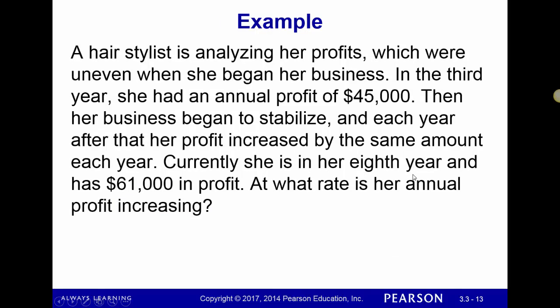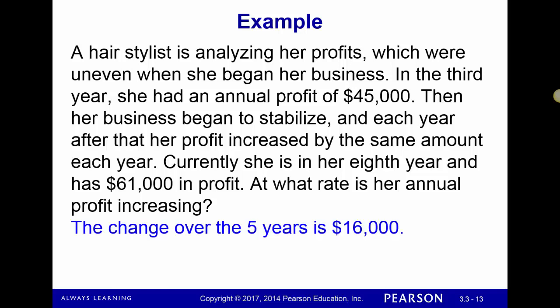A hairstylist is analyzing her profits, which were uneven when she began her business. In the 3rd year, she had an annual profit of $45,000. Then her business began to stabilize, and each year after that, her profit increased by the same amount each year. Currently, she's in her 8th year and has $61,000 in profit. What is her annual profit increase?